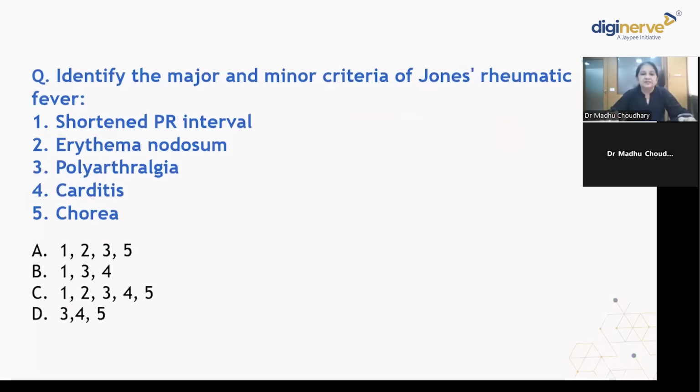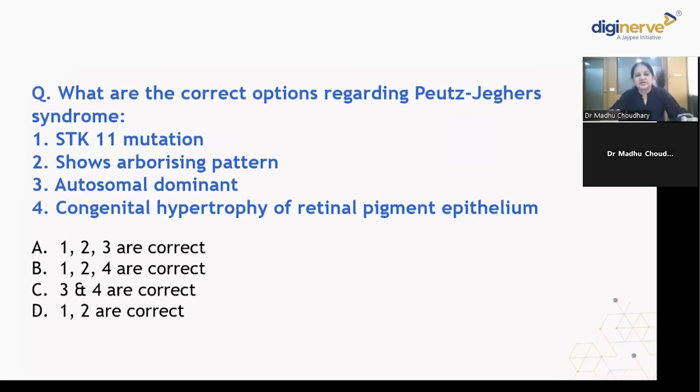Now, identify the major and minor criteria of Jones criteria for rheumatic fever. What are the major and minor criteria? I'm not sure if this question was asked in this manner only. But if you see shortened PR interval, is it there in the Jones criteria? No, it is prolonged PR interval. Erythema marginatum nodosum, again, is neither a major nor a minor criterion. But yes, definitely polyarthralgia, carditis, and chorea are there in the minor and major criteria. So the correct answer is D. Moving on to the next question.